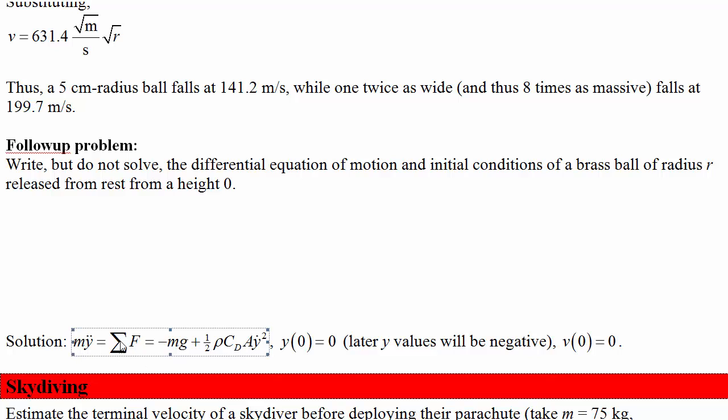m y double dot is the sum of the forces, which would be gravity down, so the weight, and the drag force pointed up. Since we're just dropping it, it's always going to have a velocity that's downward. So we know right away which direction the drag force is going to be. It's going to be pointing up. And we can write half rho, where rho here is the air density, C_d A y dot squared.